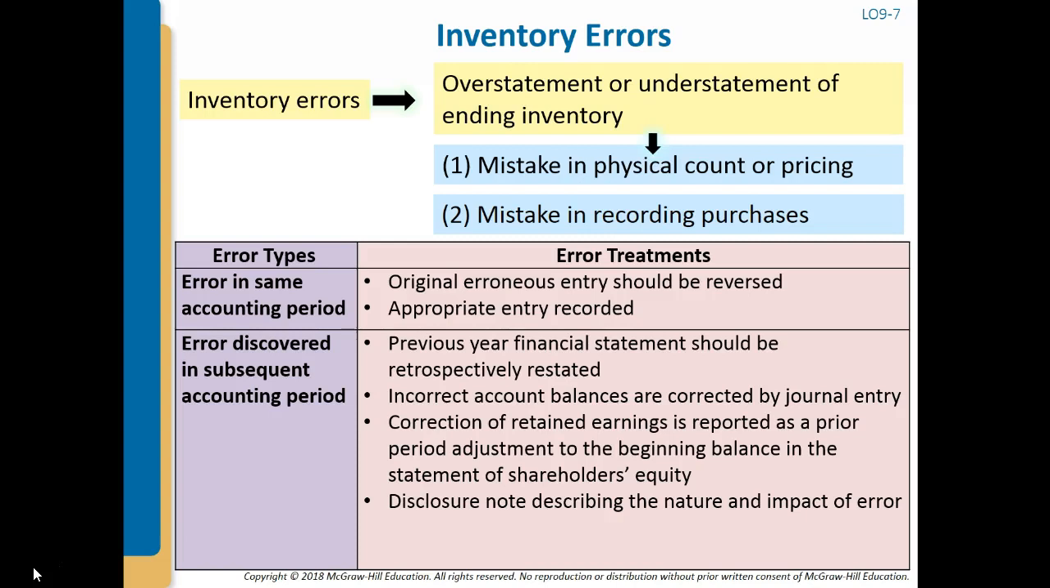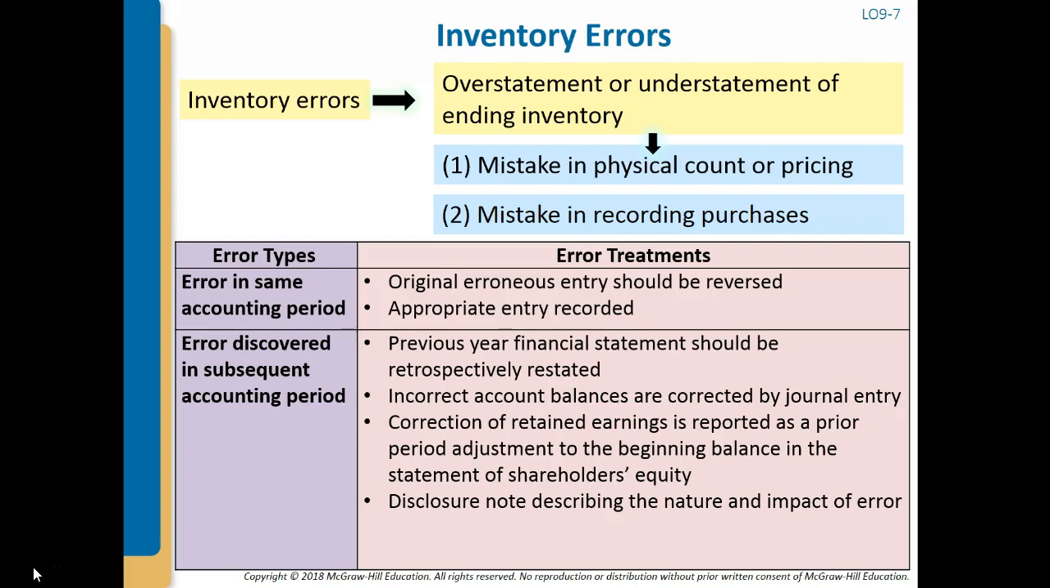This situation presents no particular reporting problems, but if a material inventory error is discovered in an accounting period subsequent to the period in which the error was made, any previous year's financial statements that were incorrect as a result of the error are retrospectively restated to reflect the correction. Of course, any account balances that are incorrect as a result of the error are corrected by journal entry.